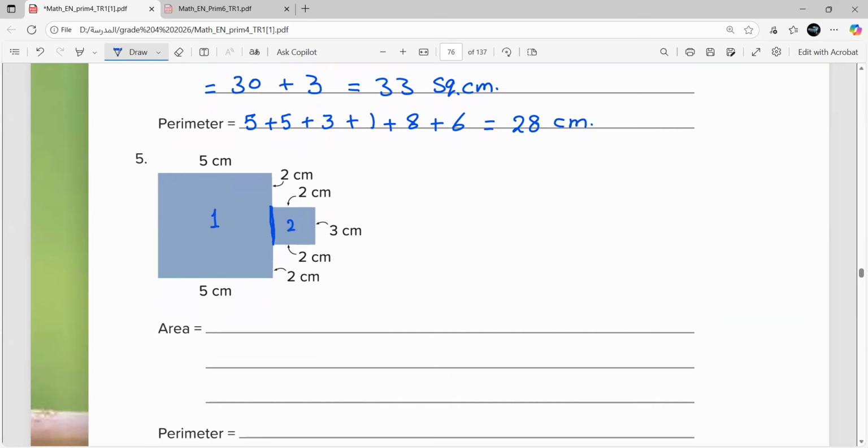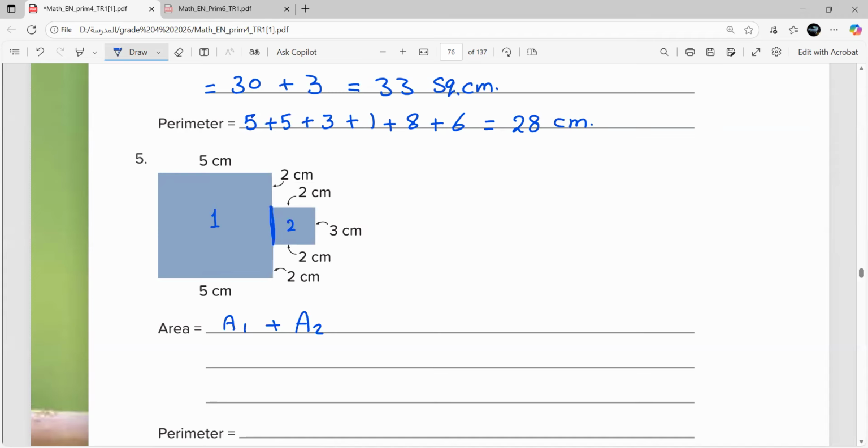What about this shape? It is a rectangle also, not a square. So area 1 plus area 2, the sum of the two areas, equals the area of the whole shape. What about the dimensions of shape number 1? 5 is the length. What about the width? What about this side? Look at the opposite side. This is 2, and this is 3, and this is 2.